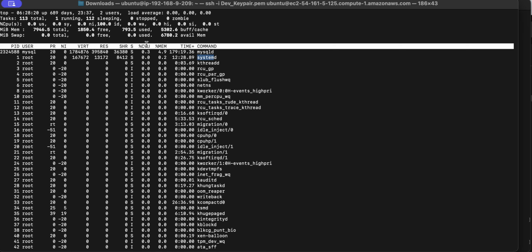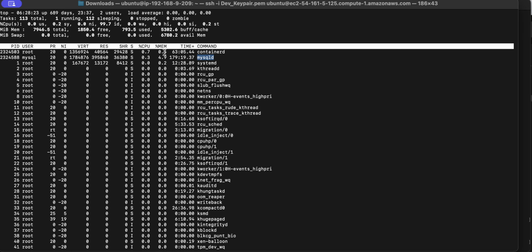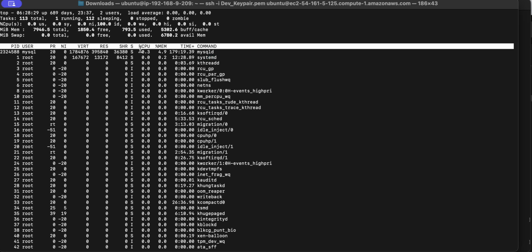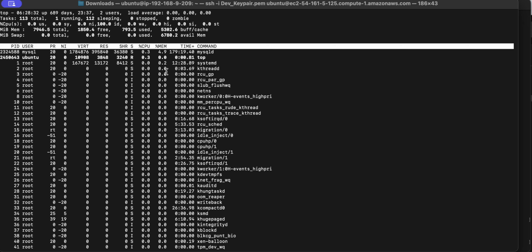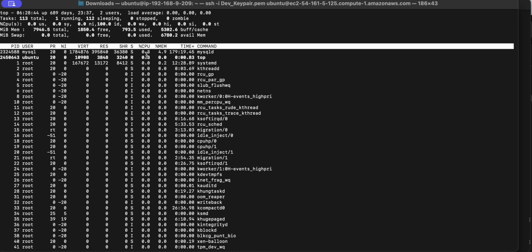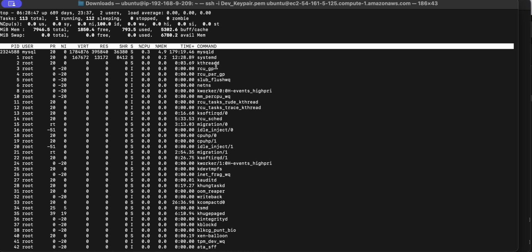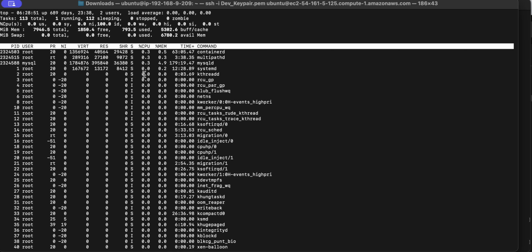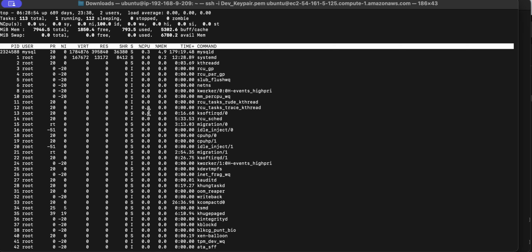Now we have percentage CPU and percentage memory. Percentage CPU is how much CPU time was used since the last update. So you can consider it as how much CPU the process is using. This process is using 0.3 of the CPU. Similarly, systemd and the rest are not using any CPU, so this could be 0.0001, 0.0002. That's why it is not visible here.